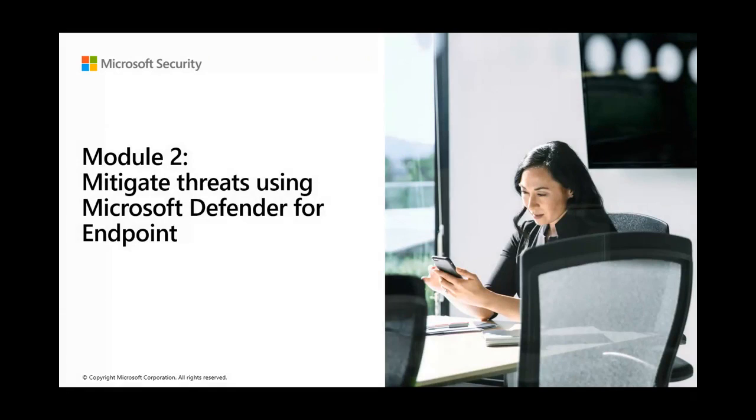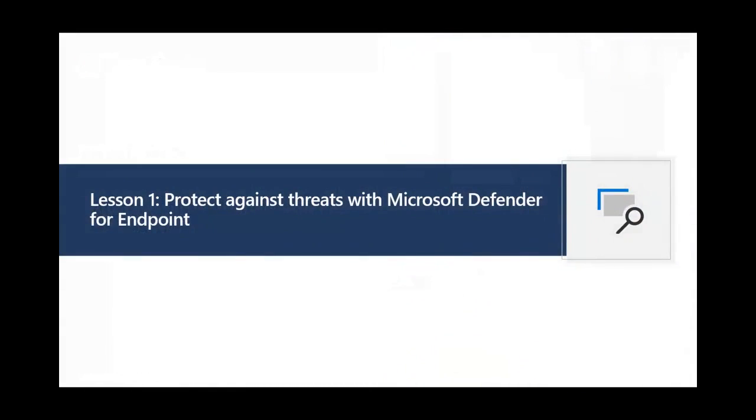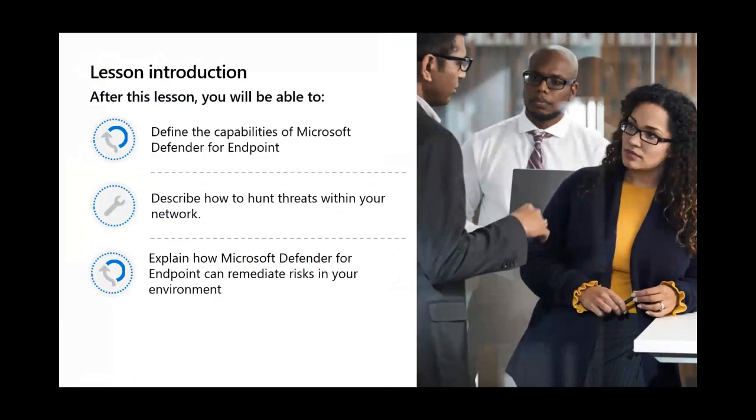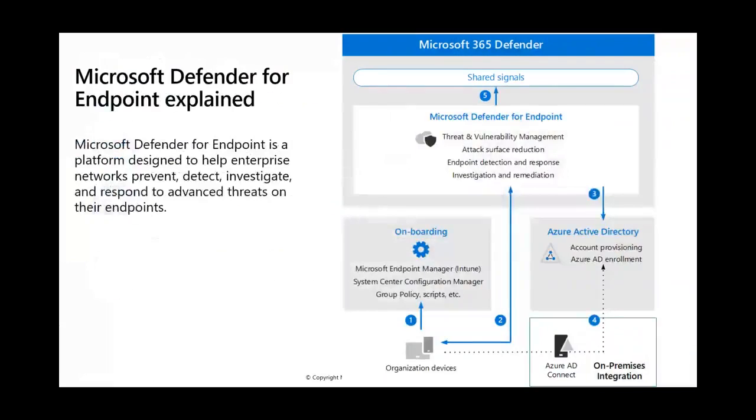All right. Module 2 is mitigate threats using Microsoft Defender for Endpoint. The first lesson starts with protect against threats with Microsoft Defender for Endpoint. Some of the topics in this lesson are to define the capabilities of Microsoft Defender for Endpoint, describe how to hunt threats within our network, and explain how Microsoft Defender for Endpoint can remediate some risk in our environment, for example.